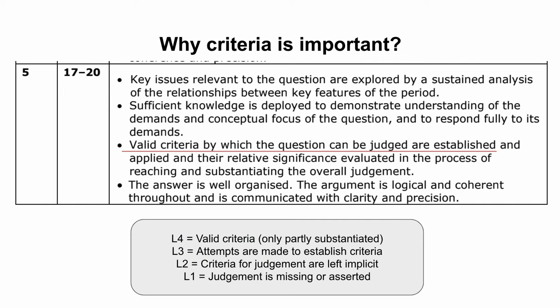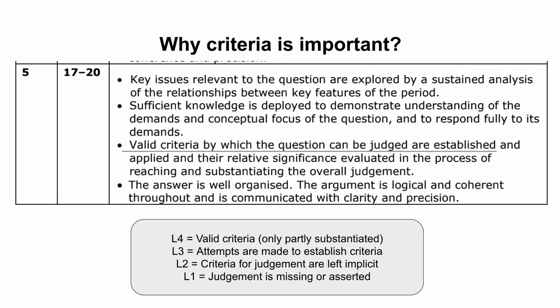So why is criteria important in A-level history? This is the Edexcel mark scheme for level 5, which is the top level you can get for your regular essays. And valid criteria is specifically mentioned in bullet point 3. It says valid criteria by which the question can be judged are established and applied. And it goes on to talk about weighing up the relative significance of the criteria, but we're specifically thinking about just establishing criteria and applying them here. So to get to level 5, you need to do that. You have to have valid criteria which you establish and apply.